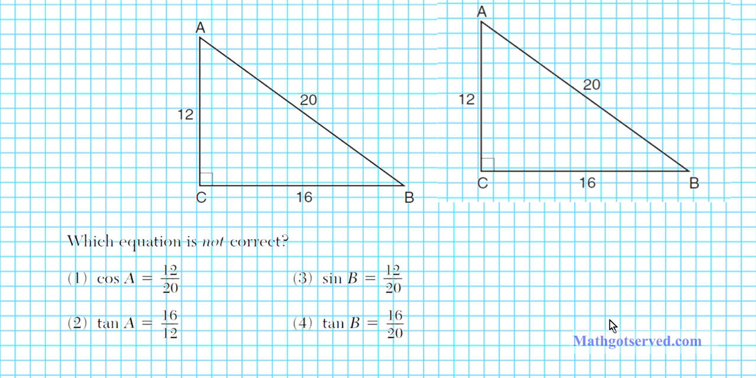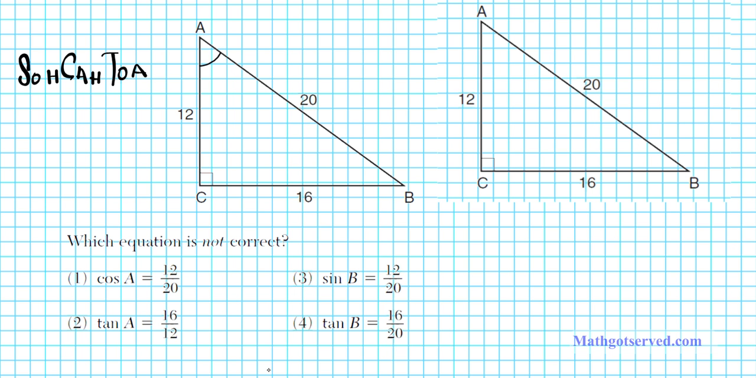Okay, so I have my two triangles. This is just a copy of this other one right here. What relates an angle with a ratio of two sides is SOHCAHTOA. Hopefully you remember what that means. SOHCAHTOA basically tells you that sine is opposite over hypotenuse, cosine is adjacent over hypotenuse, and tan is opposite over adjacent.